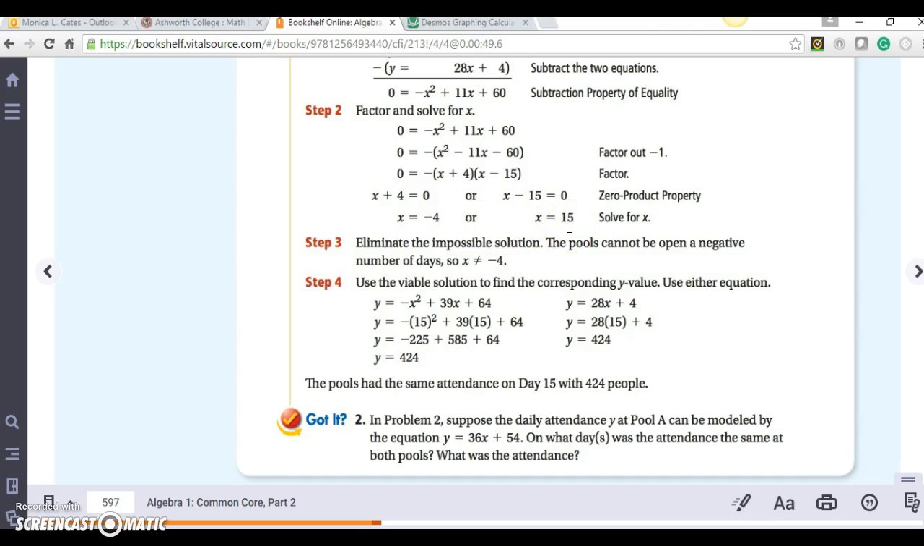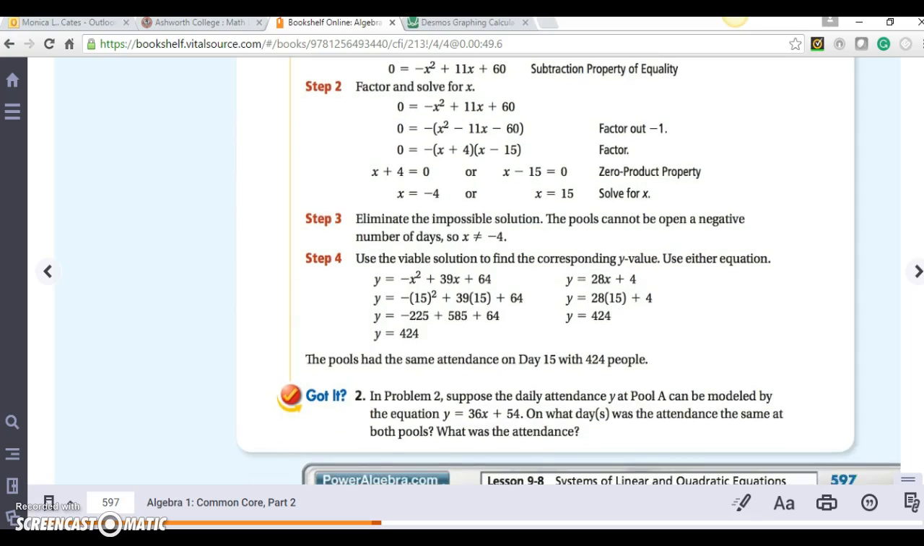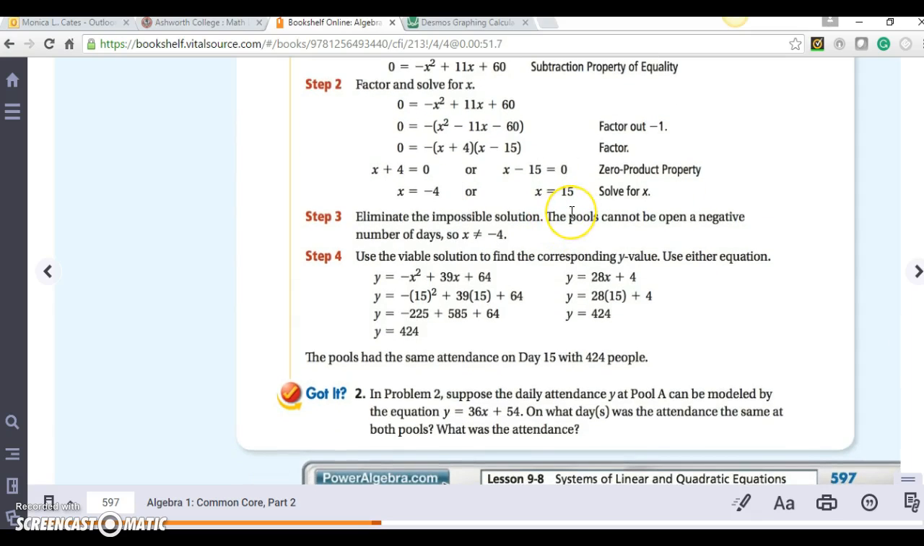To find out the number of people that attended, I have to plug this 15 back into my original equation. Does it matter which one I plug in? Absolutely not. So they did it for both of them. As you can see, I would have just done one. So it says the pools have the same attendance on day 15, with 424 people.